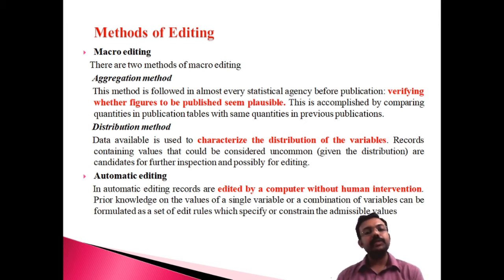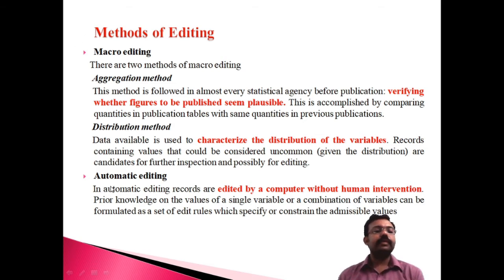That means you are ensuring this variable, characterizing the data across a lot of variables, and examining the distribution pattern of the data collected. That is the distribution method. It is part of macro editing. These are two important elements of macro editing: one is the aggregation point of view, and the other is the distribution point of view. The distribution characterizes the distribution of the variables, and aggregation verifies the figures.